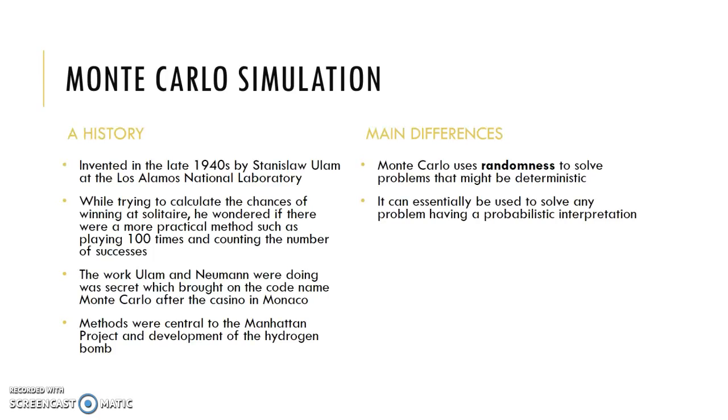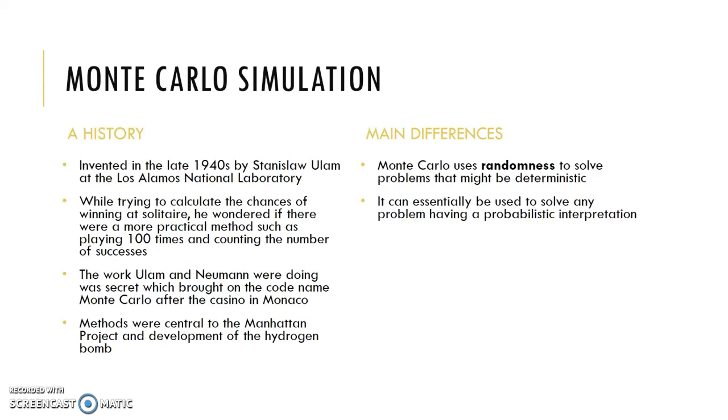So the work that Ulam and Newman were doing was secret, and so the code name was Monte Carlo after the casino, also named Monte Carlo, in Monaco. So the methods were central to the Manhattan Project and development of the hydrogen bomb. Now Monte Carlo is used in a lot of problems.